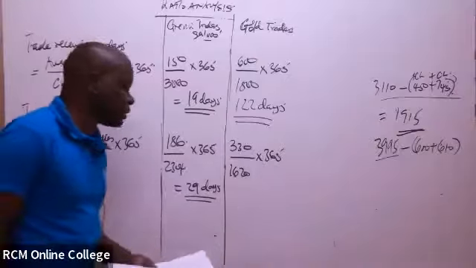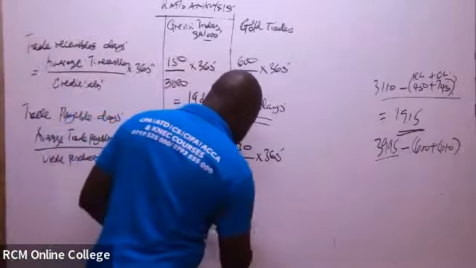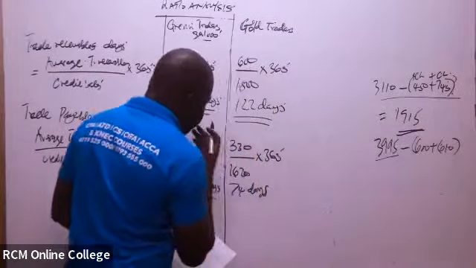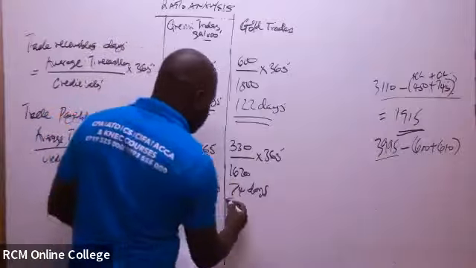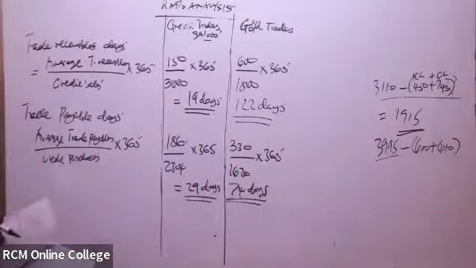What about gold traders? Gold traders take a very long period of time. So they are very poor in having to pay what? Their creditors. So 74 days. They take a very long period of time.